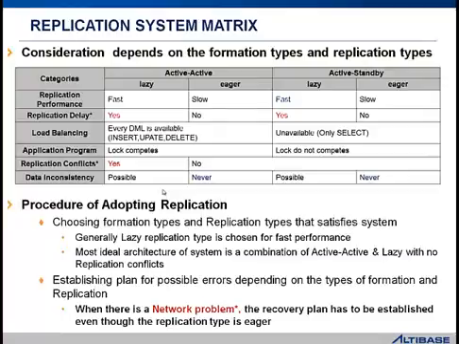If the service requires fast performance, then the lazy type has to be chosen. If it's to be used for load balancing, then active-active is most ideal. And when there's a network problem, the recovery plan has to be established. Even though it is in eager mode, the data consistency is not guaranteed when there's a network problem. So whether it's lazy or eager mode, the recovery plan must be established.